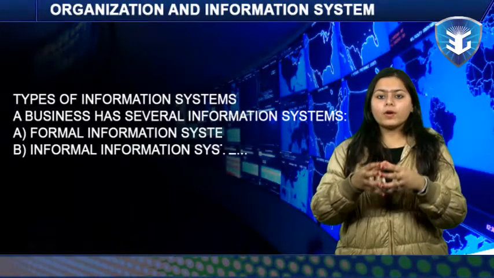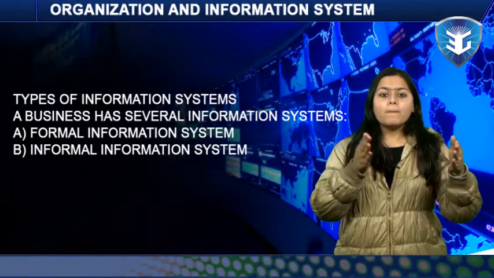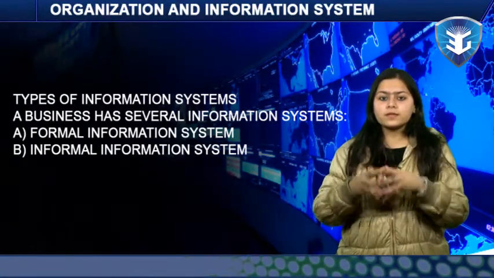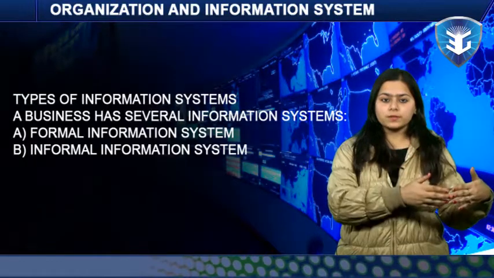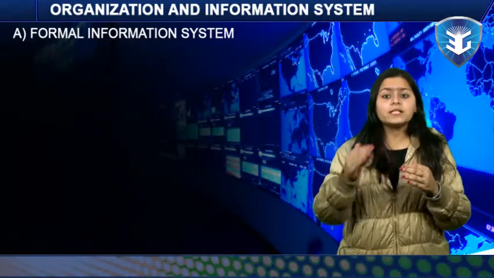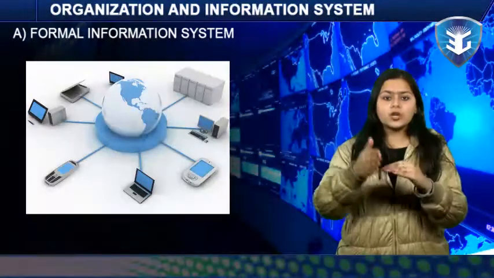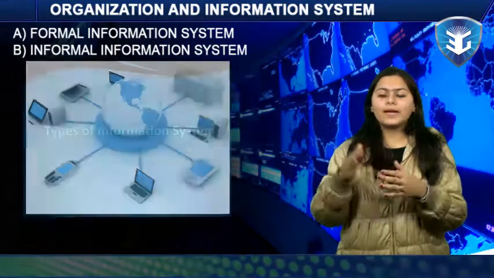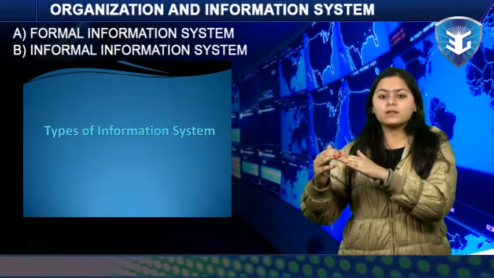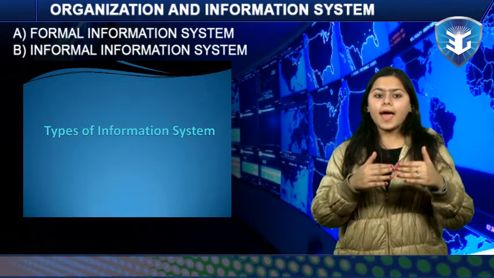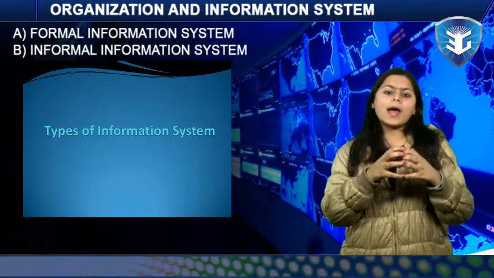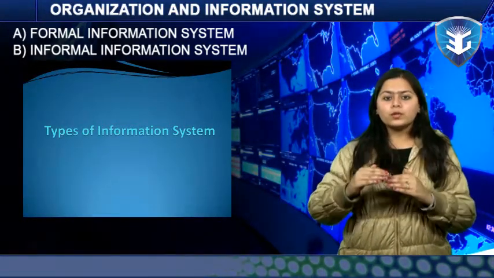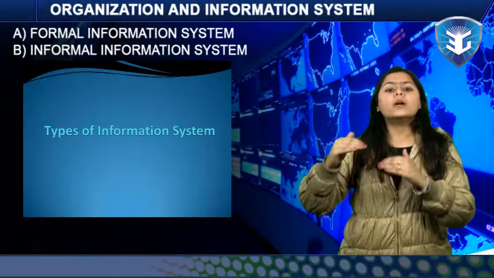Types of information system. A business has several information systems: formal information systems and informal information systems. A formal information system is based on the organizational chart represented by the organization. An informal information system is an employee-based system designed to meet personal and vocational needs and to help in solution of work-related problems. It also funnels information upward through indirect channels.